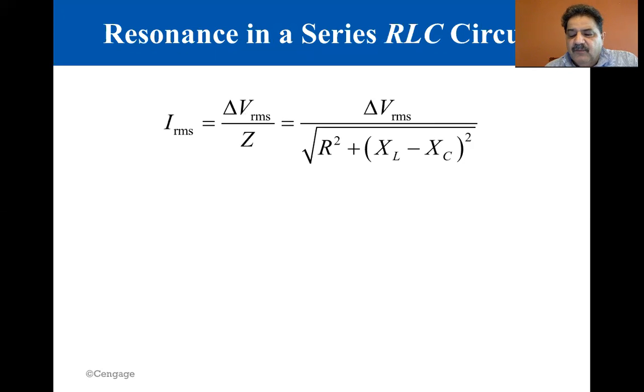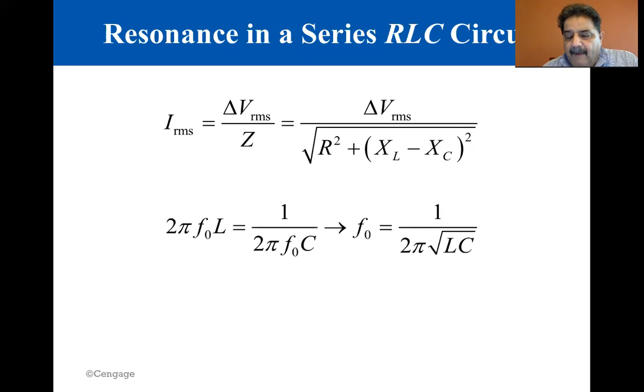To find the resonant frequency, set X sub L equal to X sub C. So 2 pi f_0 L, where f_0 means the resonant frequency, equals 1 over 2 pi f_0 C. And if you solve for f_0, you get 1 over 2 pi times the square root of LC. That's how to find the resonant frequency. Remember that.